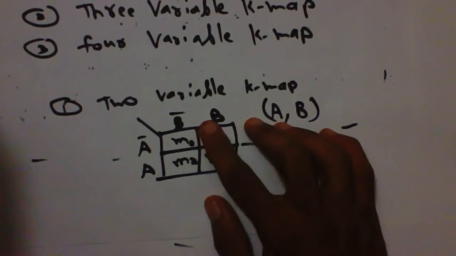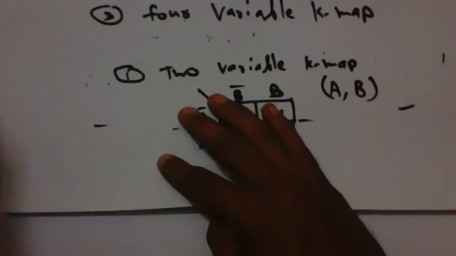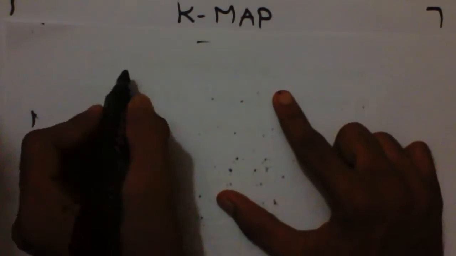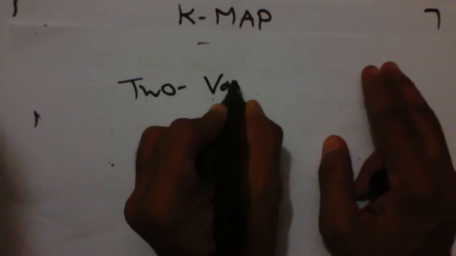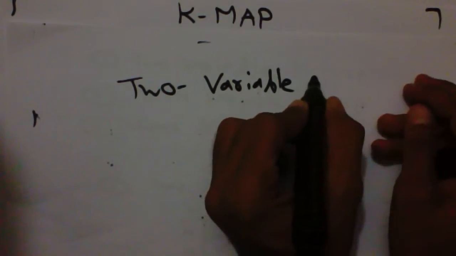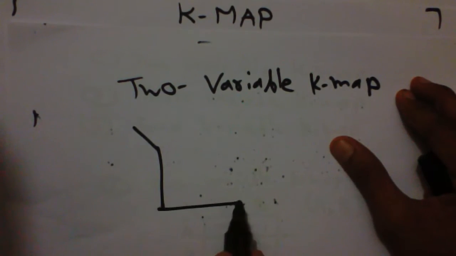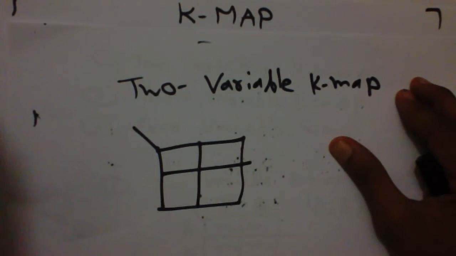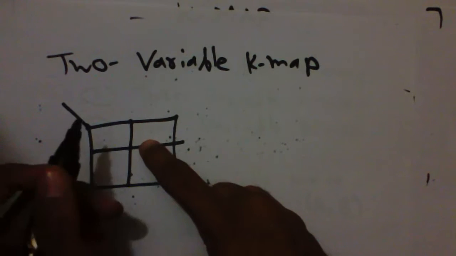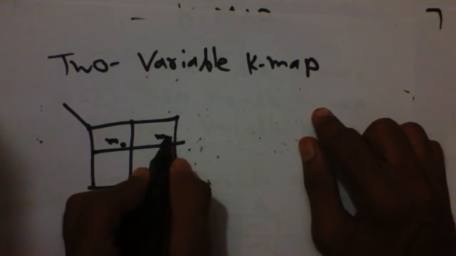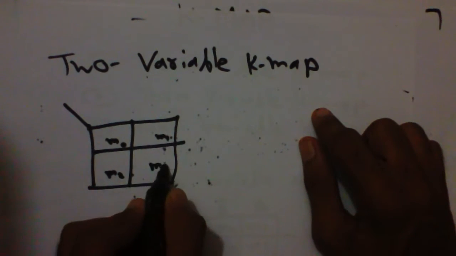This is the basic structure of a two variable K-map. I write this again. Two variable K-map. This is the basic structure. These are four boxes in a two variable K-map. Those are known as minterms: M0, M1, M2, and M3.